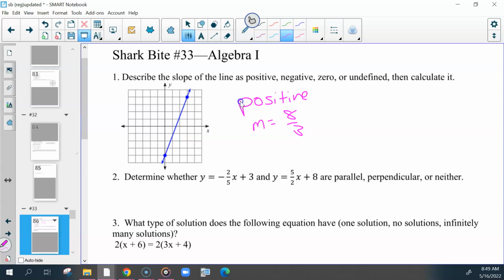For number 2, are these two lines parallel, perpendicular, or neither? Not parallel. They are perpendicular, because these numbers are switched or flipped, and then one is negative. Parallel is the same slope. So for parallel lines, they're the same slope, but the y-intercept is different.